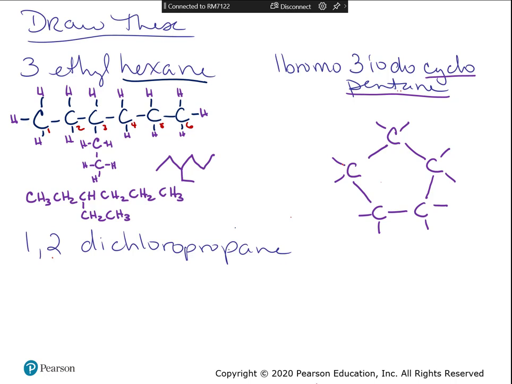So you start with your chain. You should have lines up, down, left, and right if it's a straight chain. But if it's a ring, then every carbon is connected to 2 carbons. So that means I'm going to have 2 dashes sticking off. So they should always have 4.